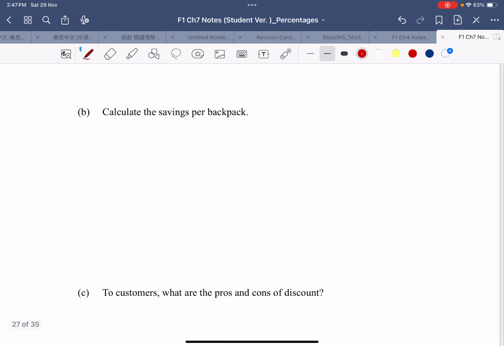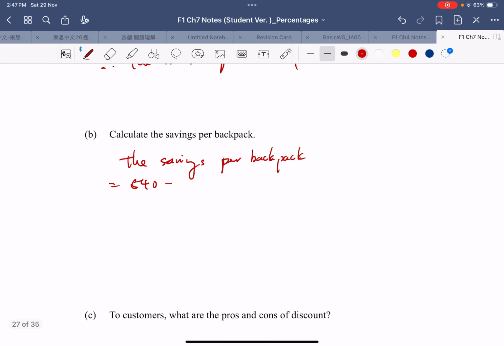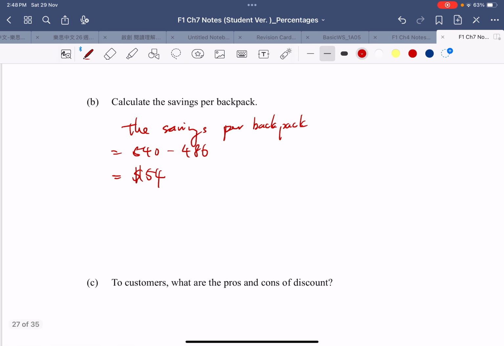Calculate the savings per bag. Okay, the savings per backpack equals 540 minus 486, which equals $54.